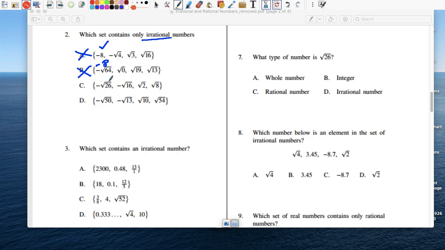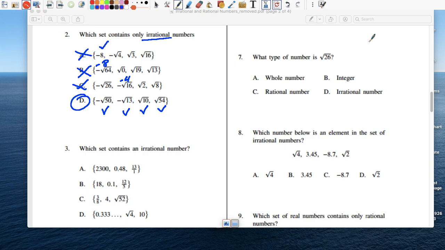Square root of 26, that's irrational. Square root of 16, well, square root of 16 is 4, and with a negative, it becomes negative 4. That's rational. So C, I don't want. Well, square root of 50, not a perfect square, so that's irrational. Square root of 13, not a perfect square, irrational. Square root of 10, not a perfect square, so irrational. Square root of 54, not a perfect square, irrational. So final answer, D. What type of number is square root of 26?